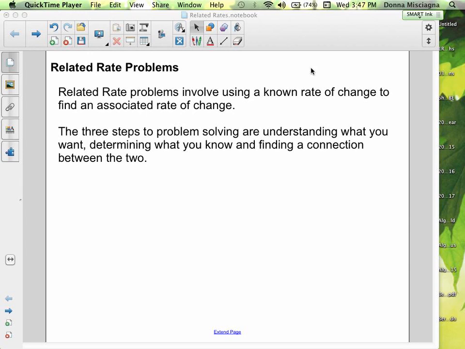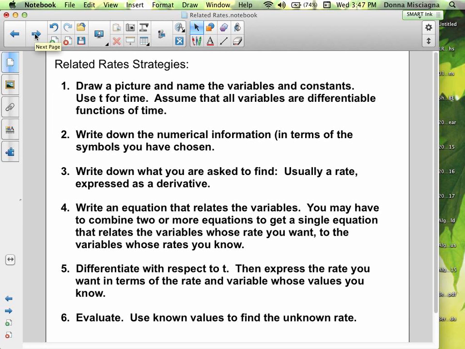Okay, so here we have our steps listed in order. Right? So they're just basically more detail on those 3 things. Finding what we're looking for, what do we already know, and what's the connection. Right? So to be able to do those things, the first thing we're going to do for our related rate strategies, and these are in your notes, is to draw a picture.